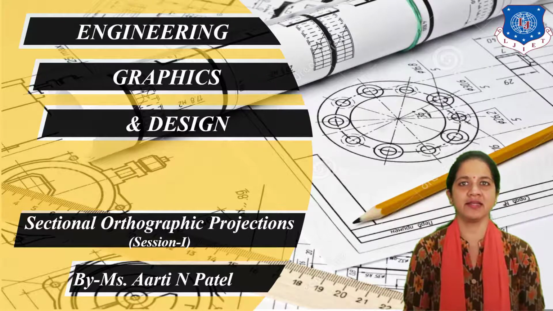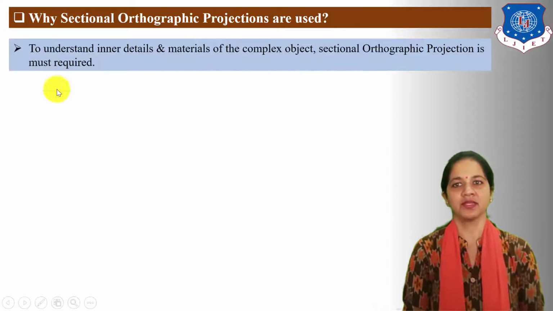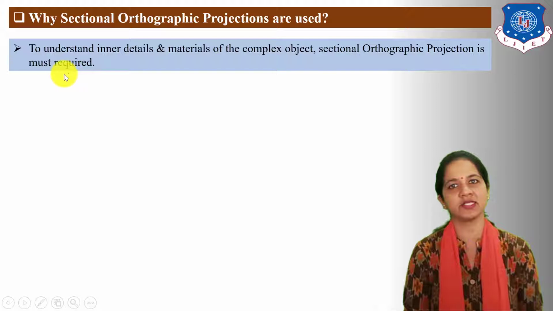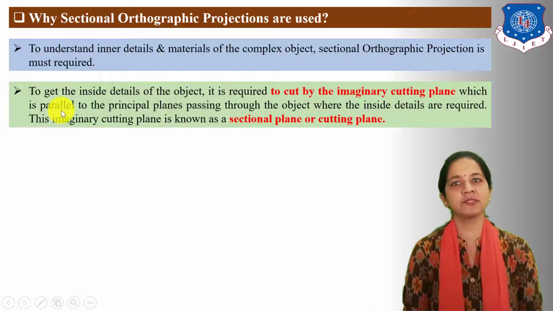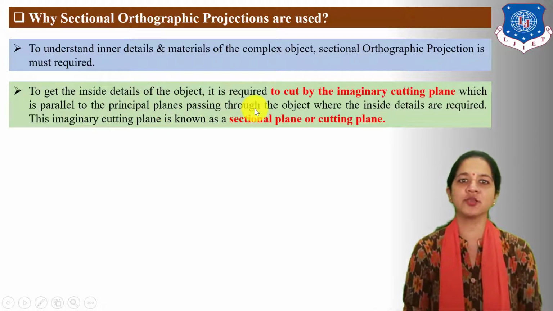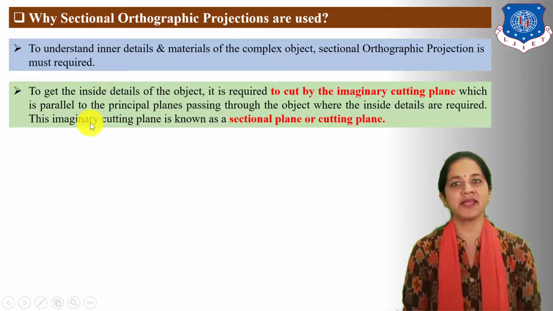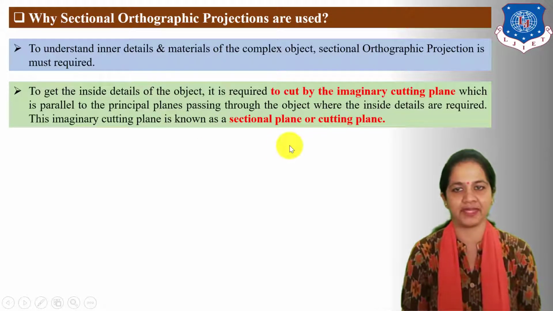First, let us understand why sectional orthographic projections are used. To understand inner details and materials of a complex object, sectional orthographic projection is required. To get the inside detail of the object, it is required to cut it by an imaginary cutting plane, which is parallel to principal planes, passing through the object where the inside details are required. This imaginary cutting plane is known as the sectional plane or cutting plane.